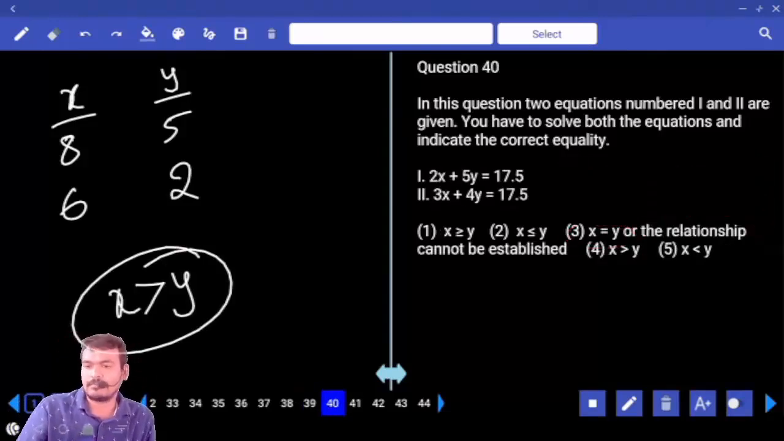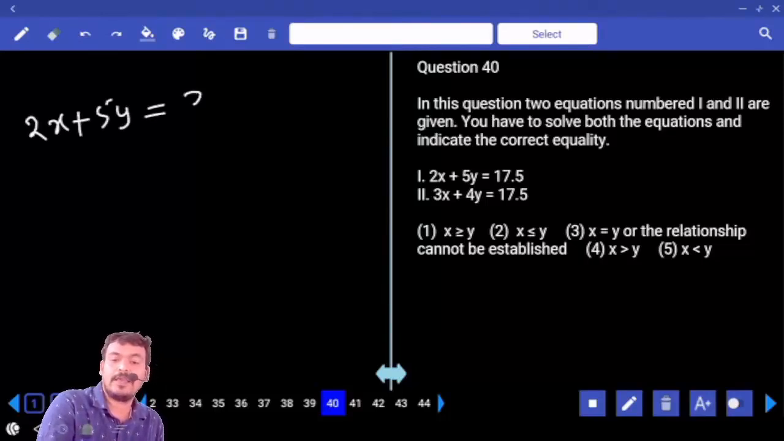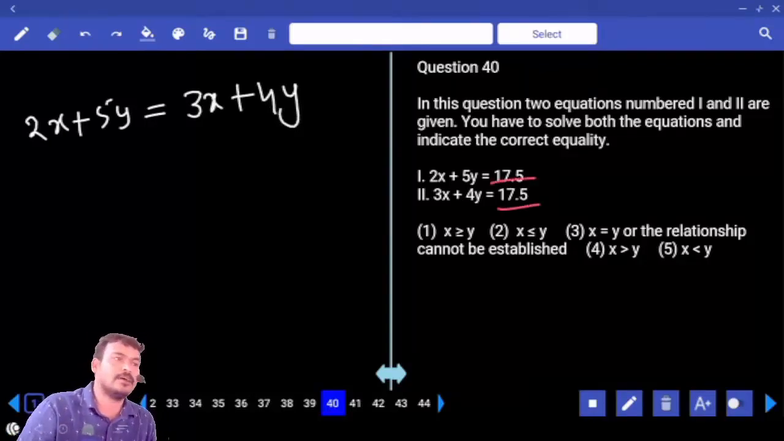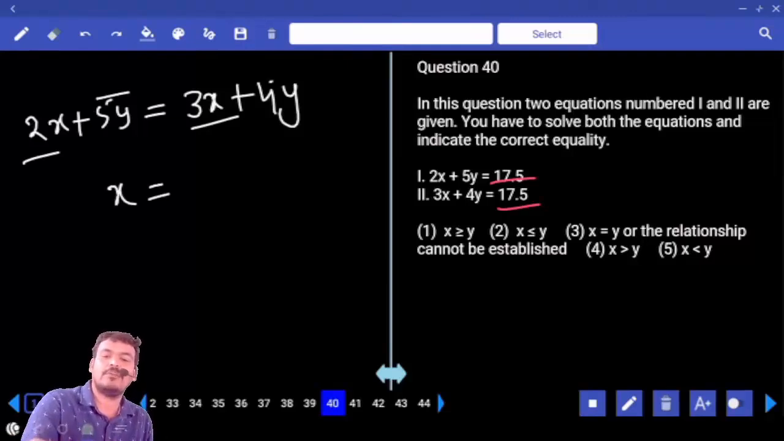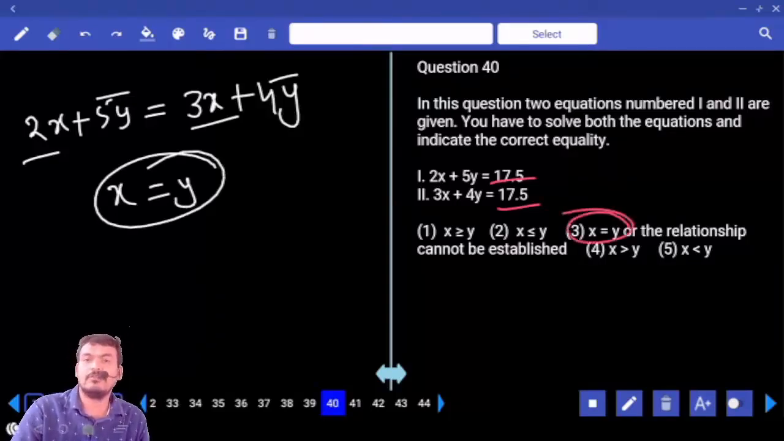Next, question number 40. Two linear equations. 2x plus 5y equal to 17.5 and 3x plus 4y equal to 17.5. Equate the two equations. 2x plus 5y equal to how much? 3x plus 4y. Right hand side both values are the same or different? Same. 2x plus 5y equal to 3x plus 4y. What is the difference between 2x and 3x? x. Difference between 5y and 4y, y. But minus y or plus y? Plus y. x equal to how much? y. Answer is the third option.